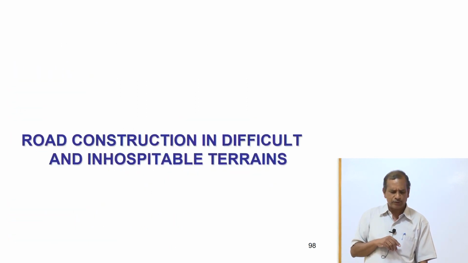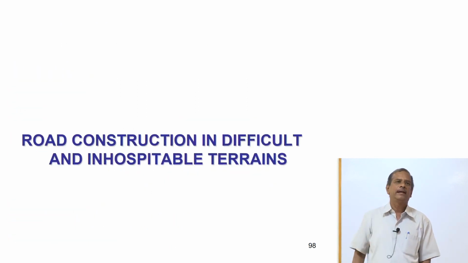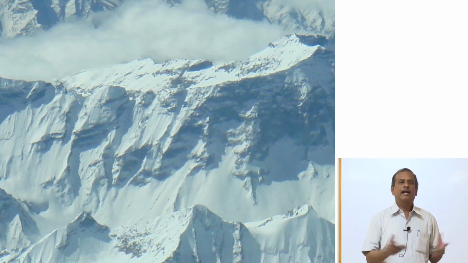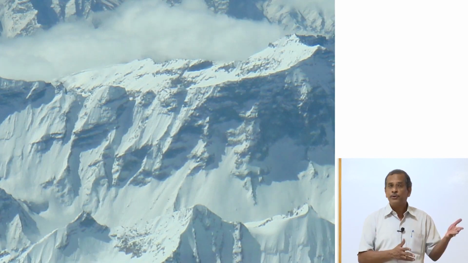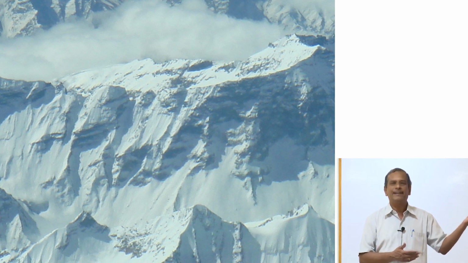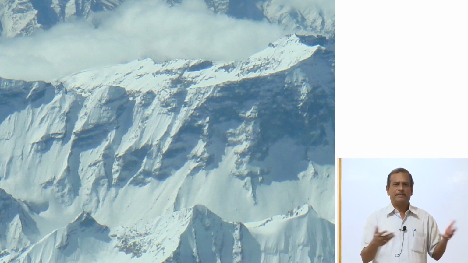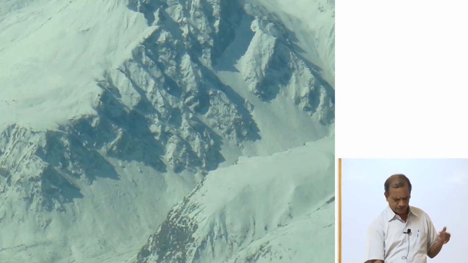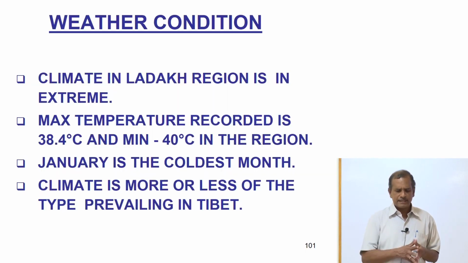The other challenge before you will be construction of roads in inhospitable and difficult terrain. For example, I want to build roads of strategic importance. I want to construct roads in the Himalayas. How do I construct a concrete pavement? Can I construct a bituminous pavement? When the temperature is low, for example, I want to construct a road here. The temperature recorded is a minimum of minus 40 degrees centigrade. How do I construct a road there?